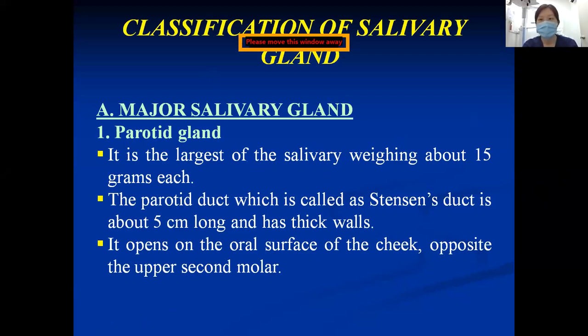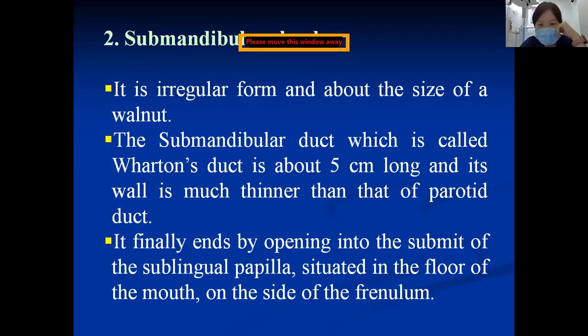So the classification of salivary glands: there are major salivary glands such as the parotid. It is the largest gland of the salivary area, weighing about 15 grams each. The parotid duct, which is called Stenson duct, is about 5 centimeters long and has thick walls. It opens on the oral surface of the cheek, opposite to the upper second molar.